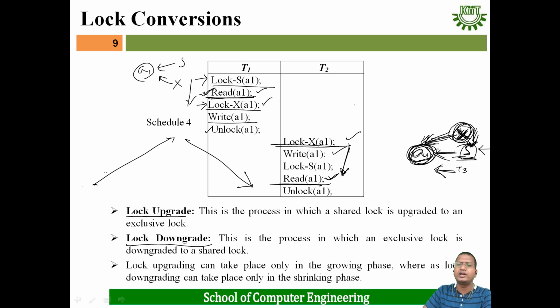That's why whenever it is not required to apply an exclusive lock on a data item, the transaction should downgrade the lock. That means it should downgrade the lock from exclusive lock to shared lock. This is known as lock downgrade. Lock upgrade is generally seen in the growing phase, and lock downgrade is generally seen in the shrinking phase.